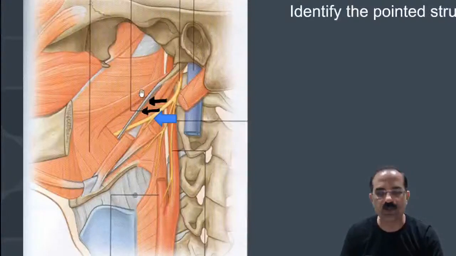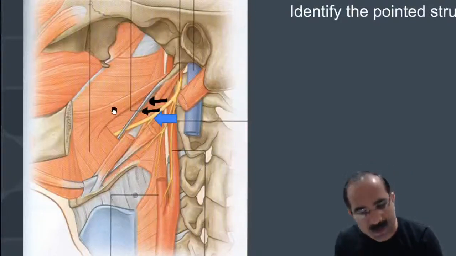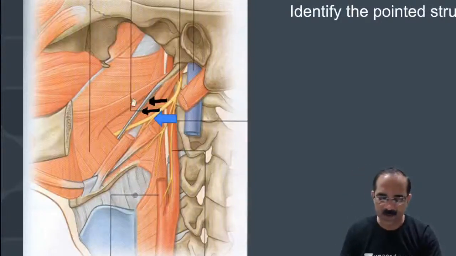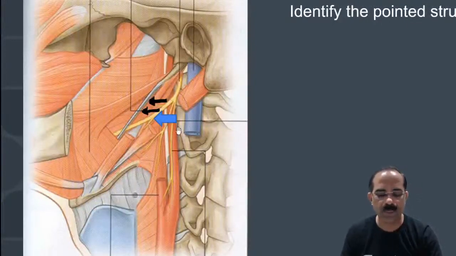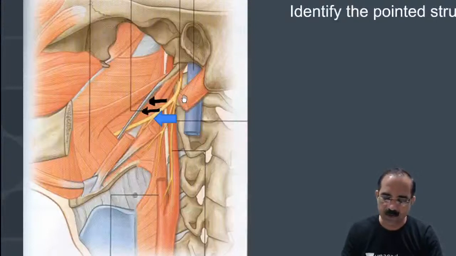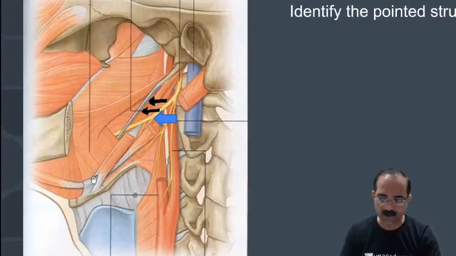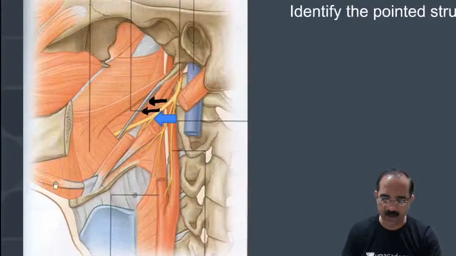What is this muscle which begins from the styloid process and goes to the tongue? This is the styloglossus muscle. And what is this muscle? Look, we've cut this muscle here. There are two bellies for this muscle. This is one belly and this is the other belly. Who's this?